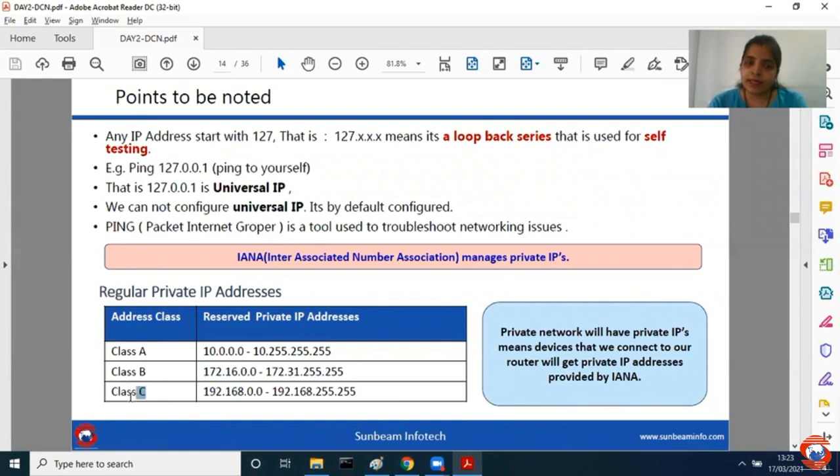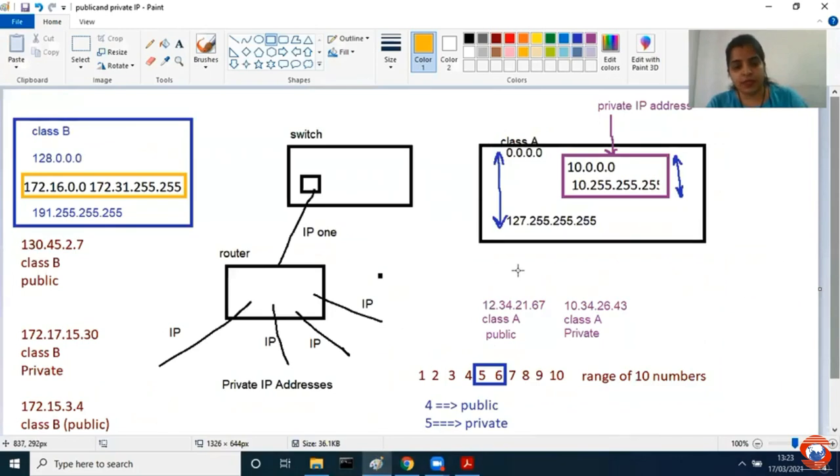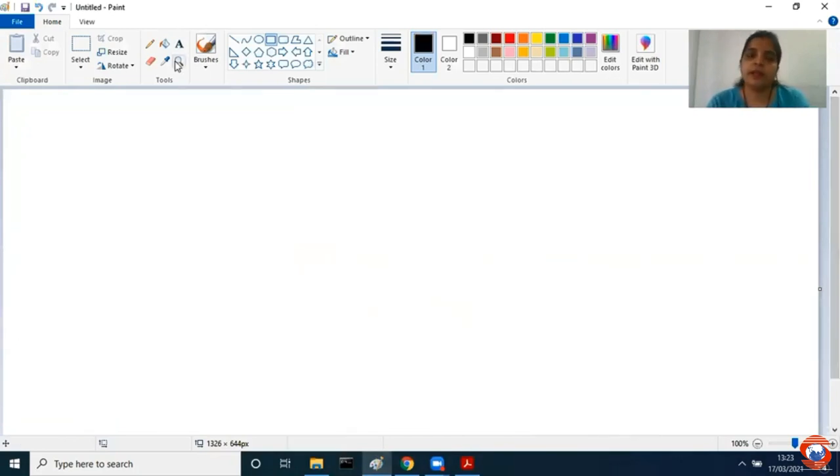So this is Class C. What is the private IP range of Class C? The reserved private IP address is from 192.168.0.0 to 192.168.255.255. Is it okay? All right.